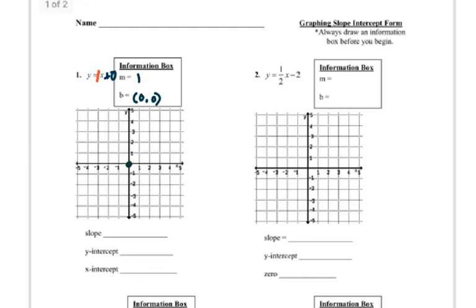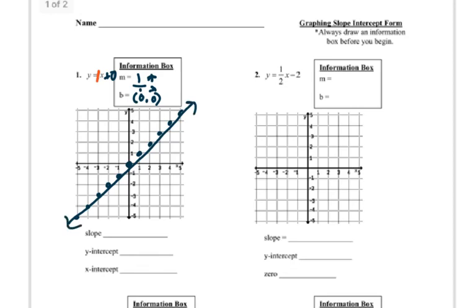Begin at 0, 0. Move, it's going to go up 1, right 1. Up 1, over 1, up 1, over 1, up 1, over 1. Same thing other direction, 1 over 1, 1 over 1. Then connect your dots.